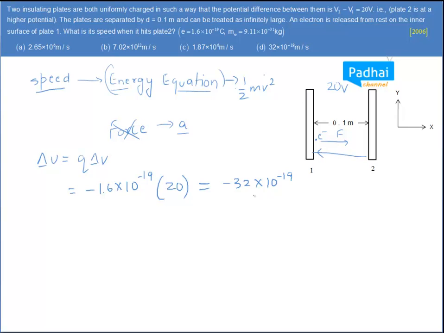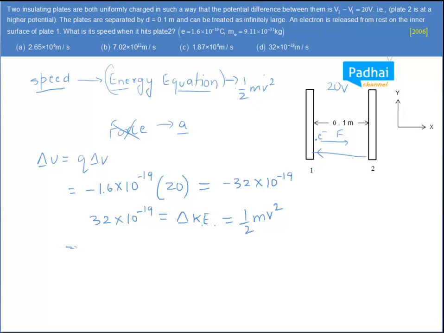Now since it is losing potential energy, this loss, that is 32 into 10 raised to the power minus 19, will be equal to the gain in kinetic energy. Initially it was at rest, because it is released from rest, and we have to calculate the velocity over here. So the change in kinetic energy will be half m v squared, and m is given in the question.